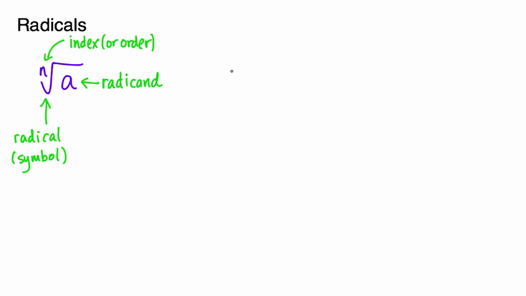And there are some restrictions. The index has to be greater than 1, and it has to be a natural number, so 2, 3, 4, 5, 6, 7, 8, and the radicand has to be a real number. If this is true, then there are a few things that happen because of that. So let's take a look at those.